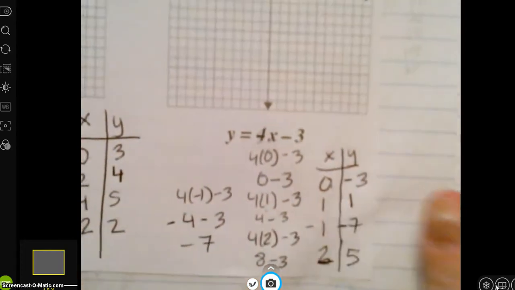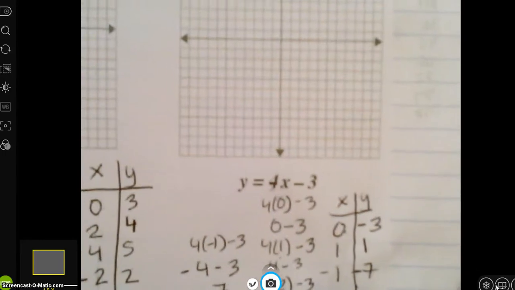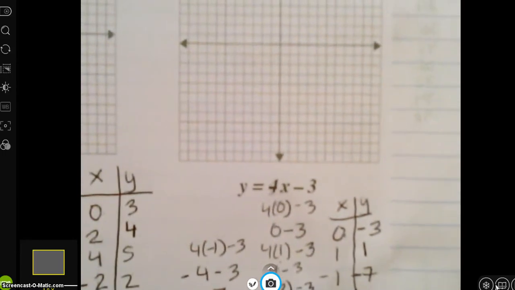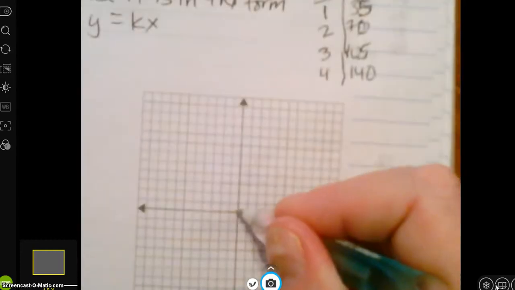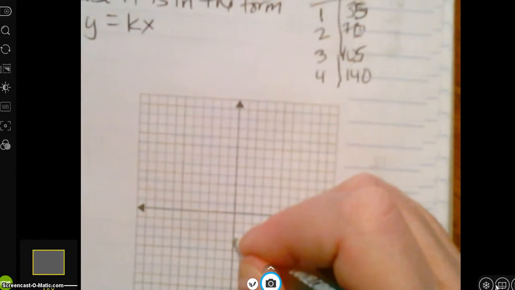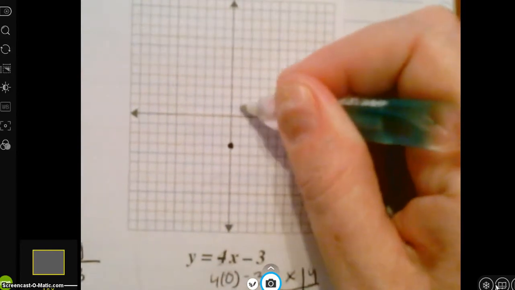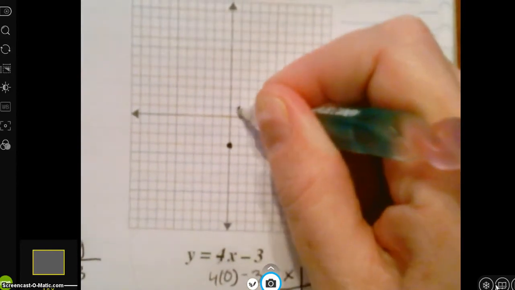Okay, and now we're going to quickly graph. So first point, 0, negative 3. That means start at 0. I don't go over, but I go down 1, 2, 3. I'm trying to be careful because last time I did not graph those right, a little bit off. Okay, that's 1 point. Next one, 1, 1. Start at 0, go to the right 1, up 1, there's my point.